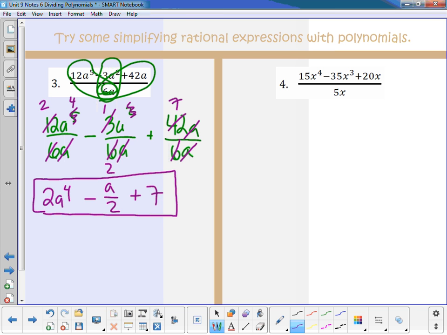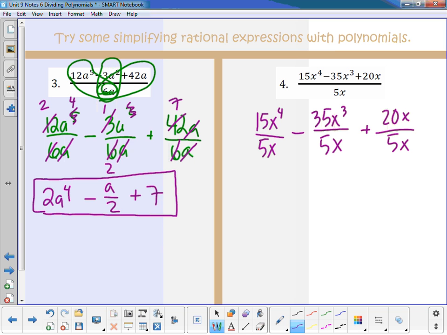I'm going to get you started in number 4, and then I want you to finish it. So I'm going to change these and write them as 3 different fractions. 15x to the 4th over 5x minus 35x to the 3rd over 5x plus 20x over 5x. Okay, so I want you to simplify each one of those and see what you get for a quotient.